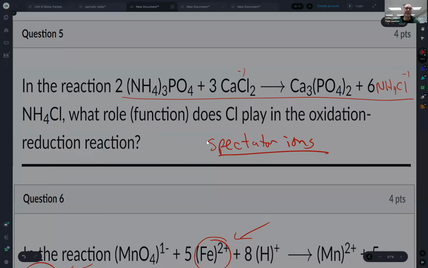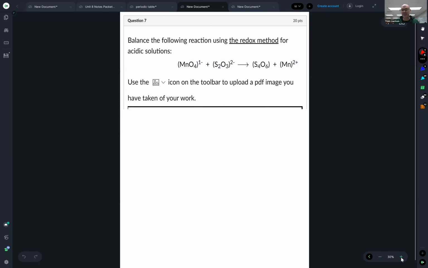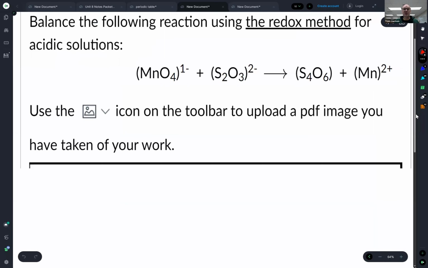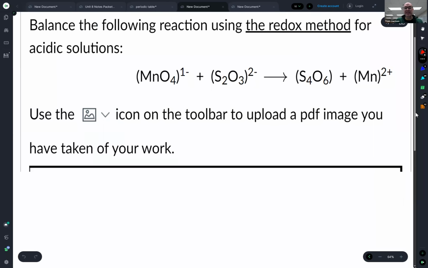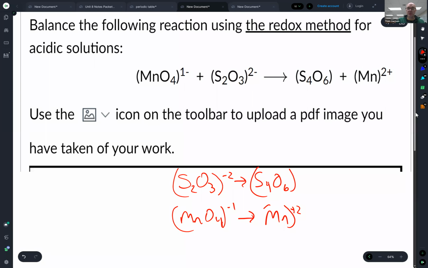All right, moving on now to the difficult part, number 7. There's a whole series of steps that we have to go through to balance a redox reaction. So let's jump into it. First off, we need to separate these into half reactions. So I'm going to separate this into S2O3 minus 2 producing S4O6. My second half reaction is going to be the MnO4 minus 1 producing Mn plus 2.